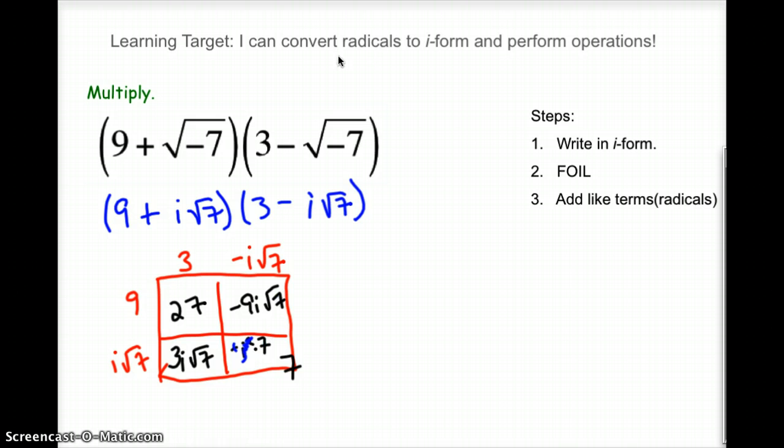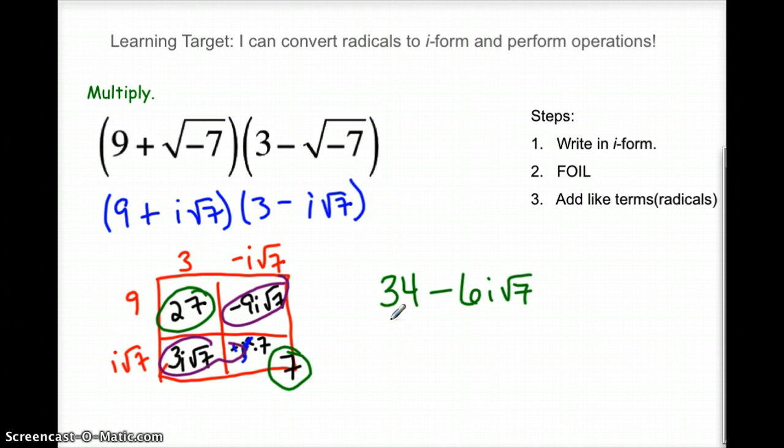But now I am ready to add my like terms. So the real parts go first. So let me add my just normal numbers. 27 plus 7 is 34. And then this radical 7 can add together. So I'm doing 3i plus a negative 9i. So that would give me a negative 6i square root of 7. And that would be my product.